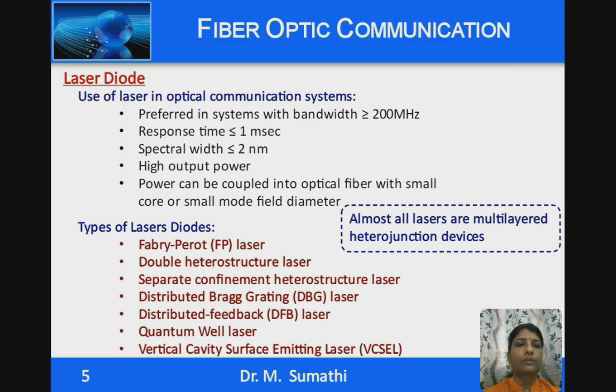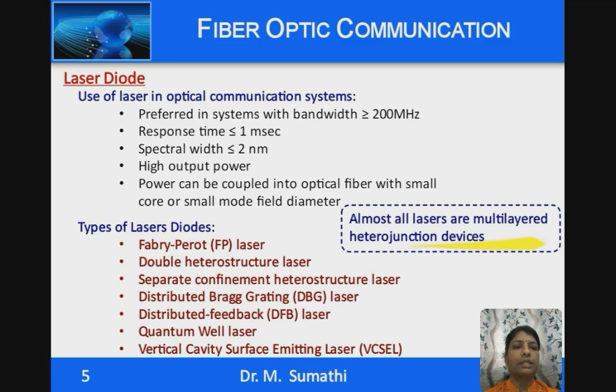Laser diode is widely used in optical communication systems. It is preferred over LED in systems where a bandwidth of greater than 200 MHz is required and the response time is very less, and therefore it supports high data rates. The spectral width is less than 2 nanometer, and therefore the intramodal dispersion is lesser and higher data rates are supported by laser. The output from a laser is high and the beamwidth is also narrow. Therefore, the power from a laser can be easily coupled into a fiber with small core diameter. There are various types of laser diodes.